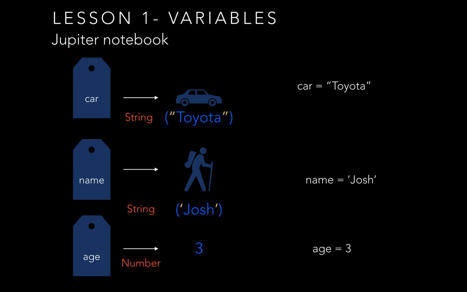Finally, another example could be age equals 3. As we see, we do not have a quote over the age, which gives that the number is 3 here.